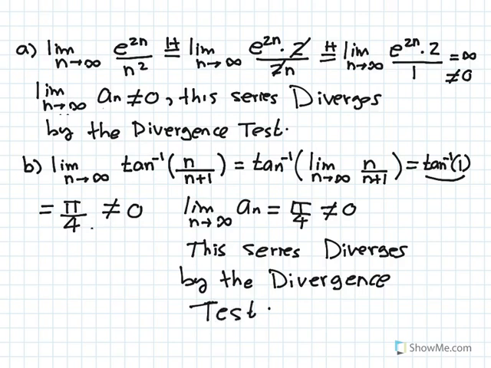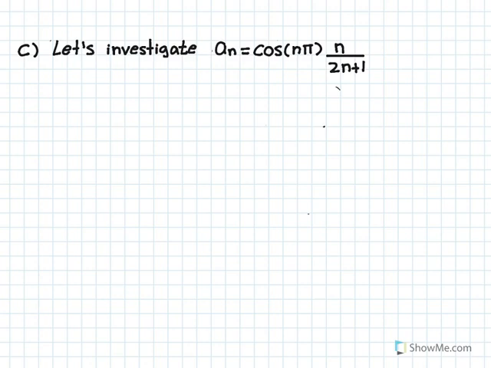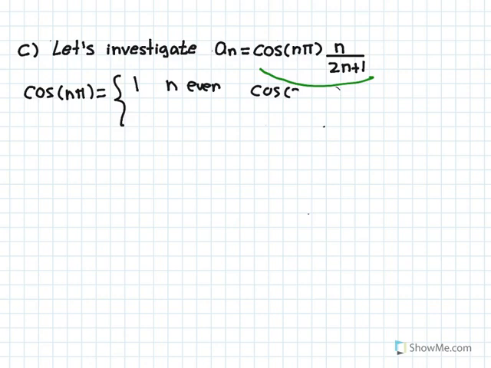All right, let's look at another example. Let's investigate a_n equal to cosine n pi times n divided by 2n plus 1. So let's look at cosine n pi. This is equal to 1 when n is even. For example, cosine of 2 pi is equal to cosine of 4 pi is equal to cosine of 6 pi, and so on.